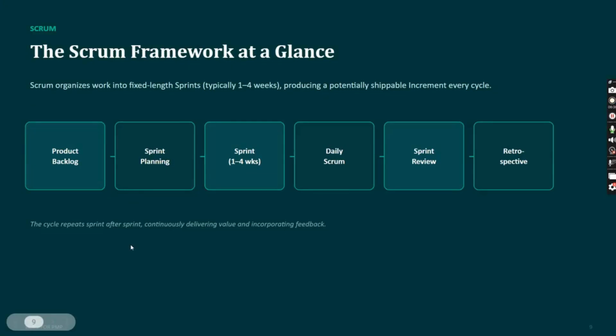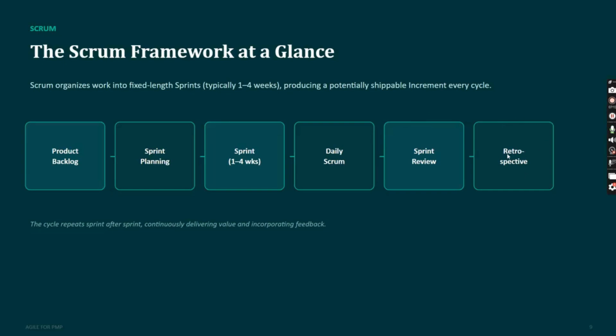So the Scrum framework at a glance: Scrum organizes work into fixed length sprints, typically 1 to 4 weeks, producing a potentially shippable increment each cycle. Product backlog is where the requirements will be, and then sprint planning goes through. In that sprint planning we'll be taking what all the work should be done and giving it a sprint, which is 1 to 4 weeks. And then we'll be having a daily scrum: what we have done, what are the challenges, what is required to complete the task. And then goes the sprint review.